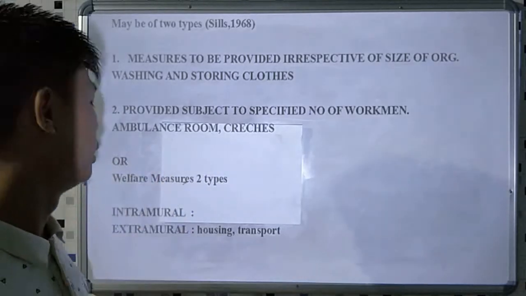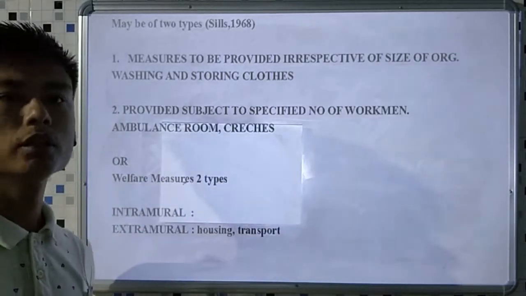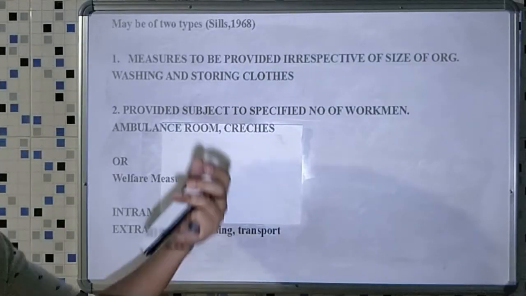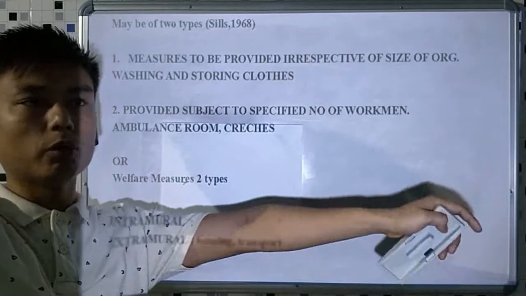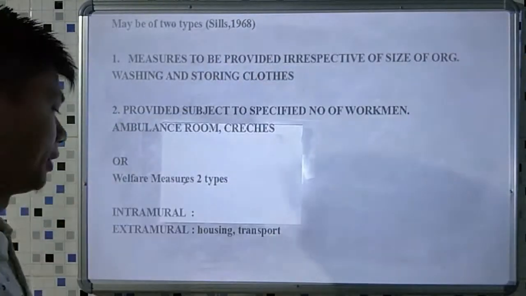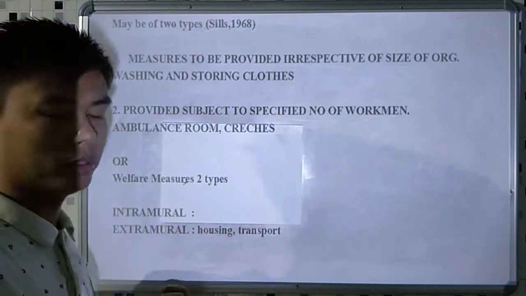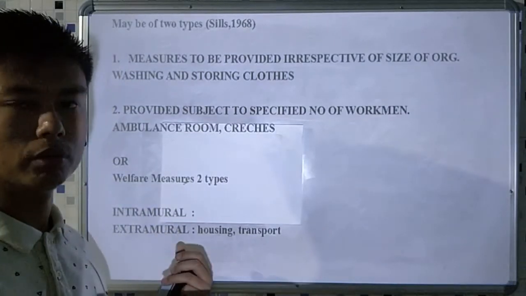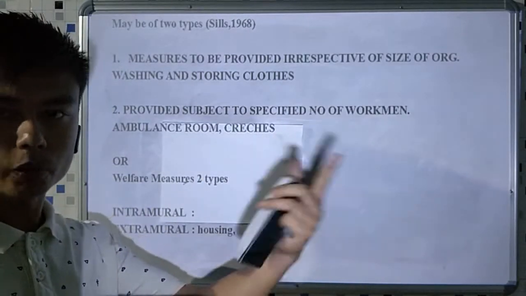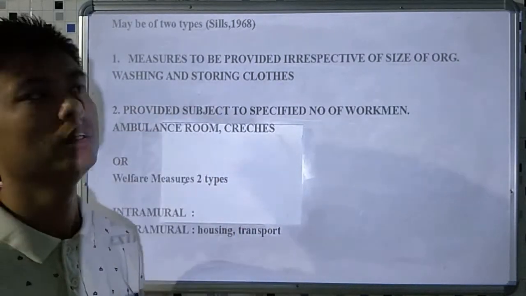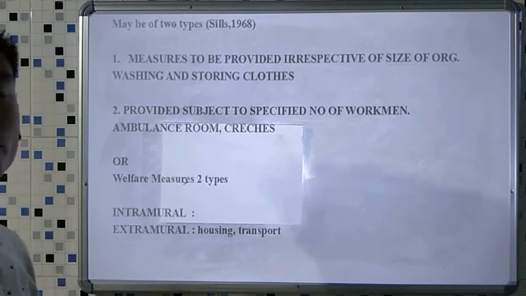Then extramural means what? Housing. You will stay attached to the factory itself, and your family will be staying. Of course, it might be within one boundary, but a bit away from the factory. There should be transport. All outside. Will the playground be inside the factory? No, it's outside. Are you getting it? Everything is sometimes logical. So that's it. I hope everyone is clear.